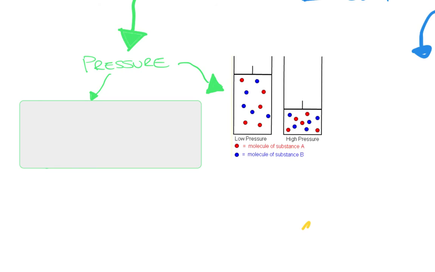On the right-hand side, at higher pressure, there is less space between particles. This means that there is a higher chance that those particles are going to collide, and so what we say is that there is a higher frequency of collisions. More collisions means that we have a higher rate of reaction.